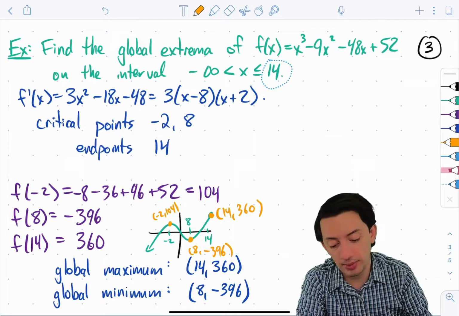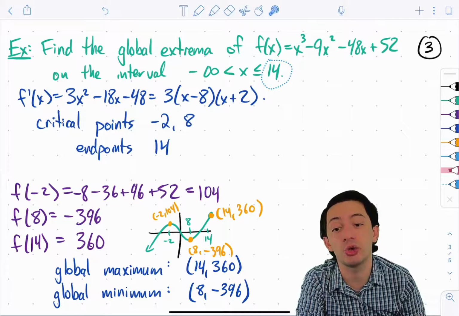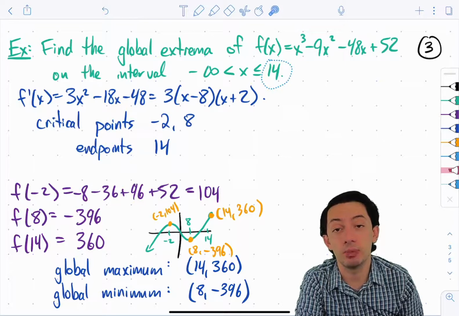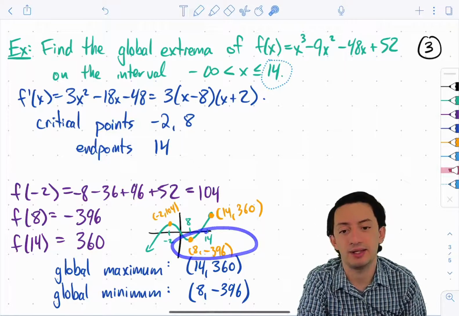So where's our global maximum? It's just the largest one, which is 360. So the global maximum is located at 14, 360. The global minimum is at the smallest point. So that's 8, -396.